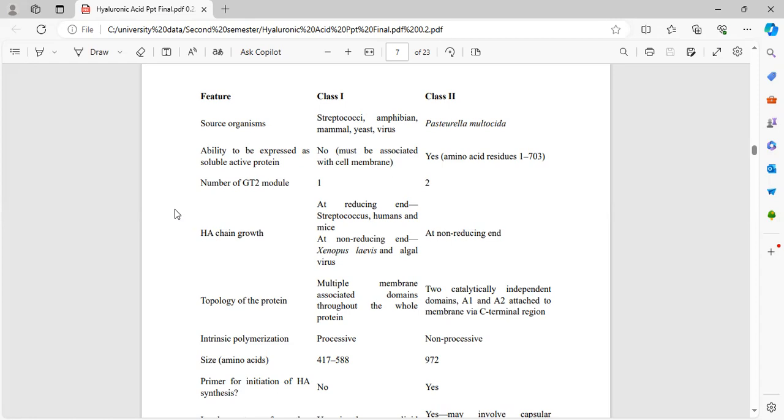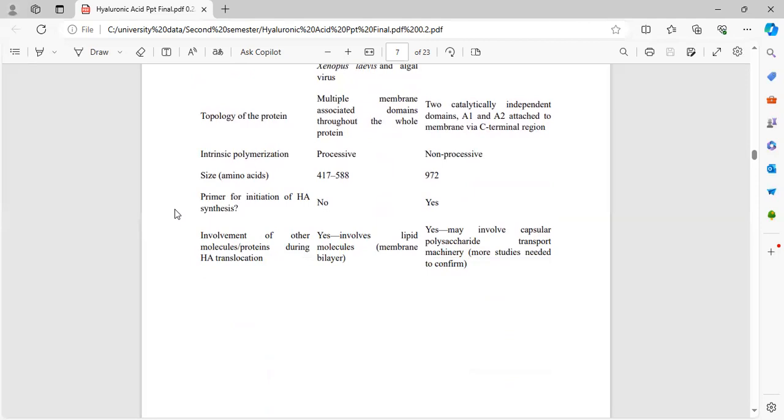Hyaluronic acid chain growth: class 1, at the reducing end in Streptococcus and humans and mice, and at the non-reducing end in Xenopus laevis and the algae virus; class 2, at the non-reducing end. Topology of the protein: class 1, multiple membrane-associated domains throughout the protein; class 2, two independent catalytic domains, A1 and A2, attached to the membrane via the C-terminal region. Intrinsic polymerization: processive and non-processive. Size in amino acids: class 1, 417 to 558; class 2, 972.